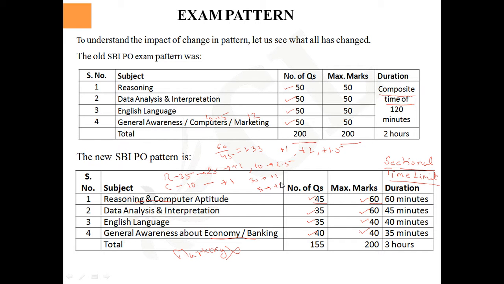Let us see. Same goes for DI. It could be 25 questions of 2 marks and 10 questions of 1 mark, a possibility. Here also, 30 questions of 1 mark and 5 questions of 2 marks in English.